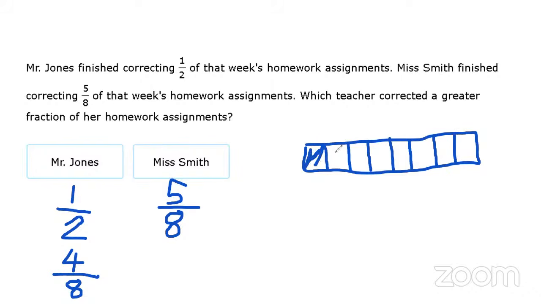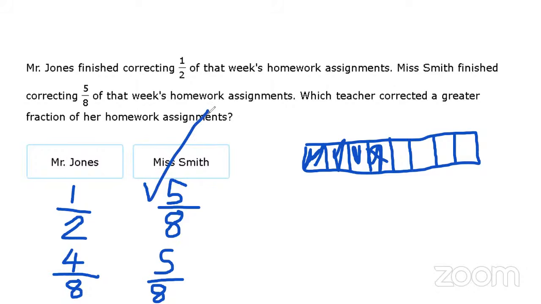So 1/8, 2/8, 3/8, 4/8, and we have 1, 2, 3, 4/8 not shaded, so equivalent is 4/8. So 4/8 and 5/8, which one is greater? Surely 4/8 is less than 5/8, and so Miss Smith, who completed 5/8, would have completed a greater fraction of the homework. All right, and I see a lot of you guys explaining similarly here in the chat. Really proud. Nice. So the correct answer is Miss Smith.